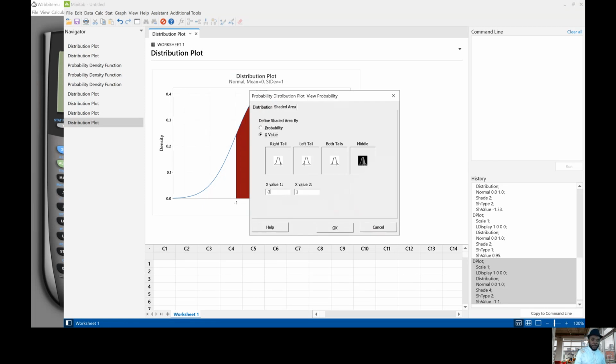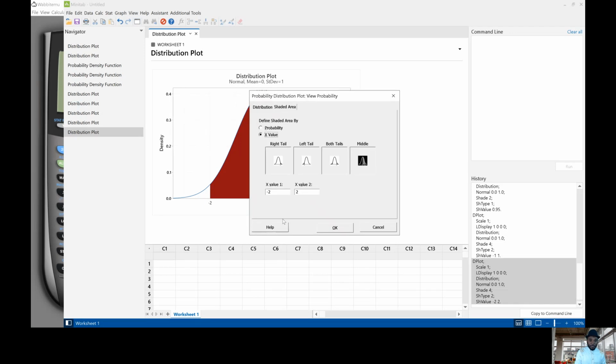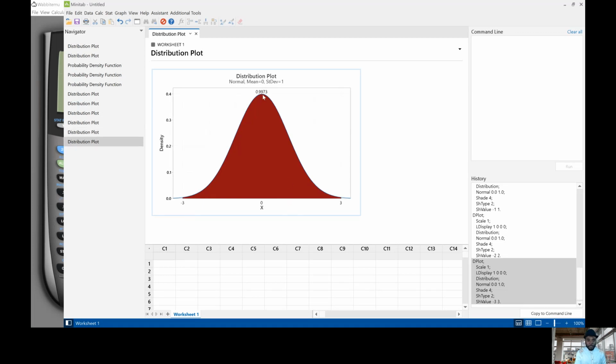See? Now let's look at two standard deviations from the mean. So this is -2, this is +2. Press OK. That's about 95.45%. So 95.45% of our data lies within two standard deviations from the mean. Now, what about 3 standard deviations from the mean? Let's see the exact value. So these values I'm entering here are the Z values. And there we have it. So 99.73. Cool. I think it's cool.